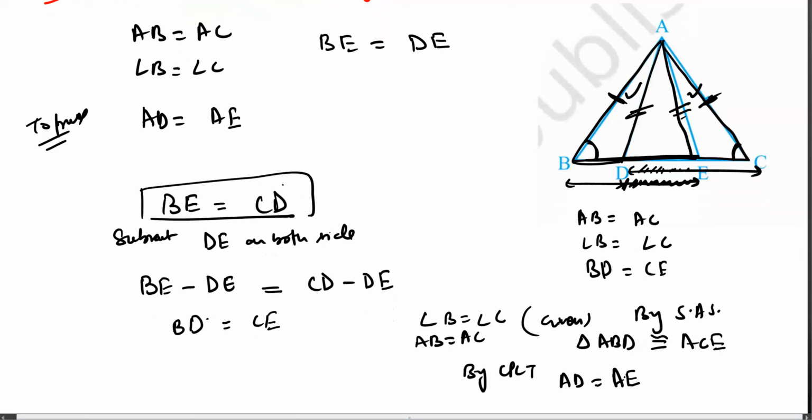Sir, I'm having difficulty understanding the CPCT thing. CPCT is corresponding parts of congruent triangles. If we have proved two triangles congruent, and you have chosen two sides and one angle, the remaining one side and two angles will automatically become equal. You have not chosen this side of this triangle while proving, so by CPCT, it will also become equal automatically if you have proved the two triangles congruent. Rima, you understood?